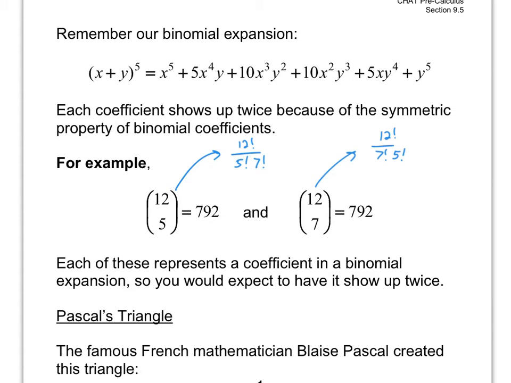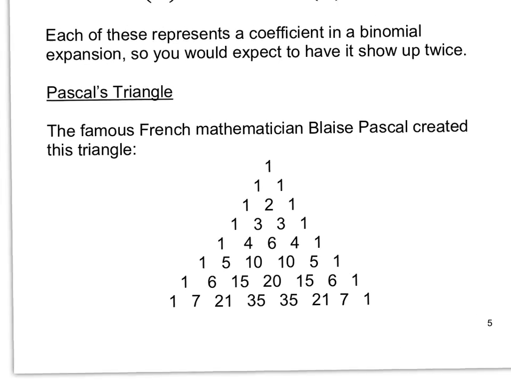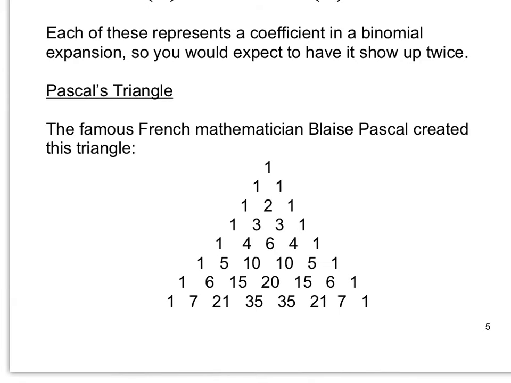Okay, so now let's look at what's called Pascal's Triangle. Pascal was a famous mathematician that created this triangle, and what he did was he started with a 1. He always started each row with a 1, and he ended each row with a 1. But for these numbers, he would add the numbers above. So let me show you how that works.